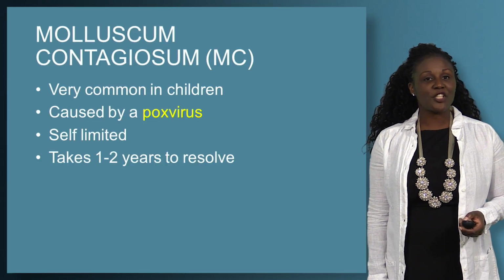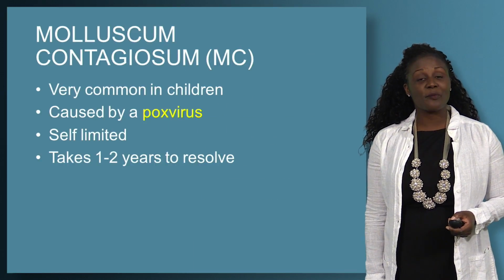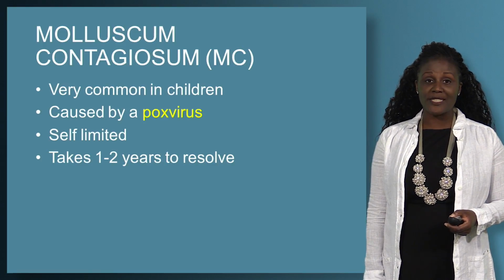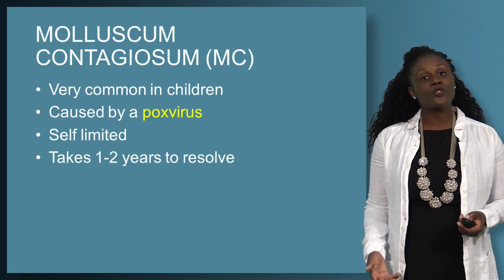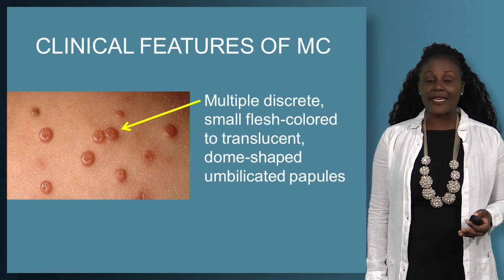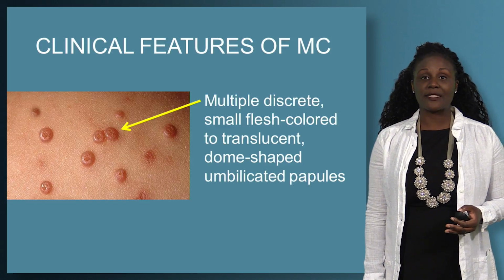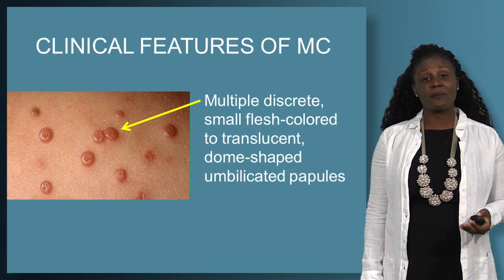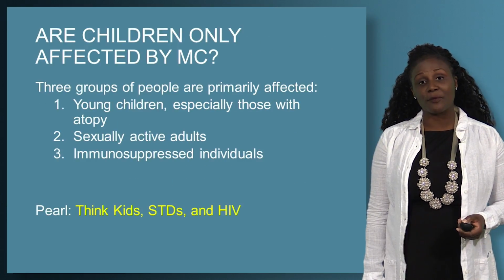So Molluscum contagiosum is very common in children. That's the population we tend to see it the most. It's caused by a pox virus and it's self-limited, and it takes about 1 to 2 years to resolve. The clinical features, what's pathognomonic, are the fact that they are multiple discrete small flesh-colored to translucent dome-shaped umbilicated papules.